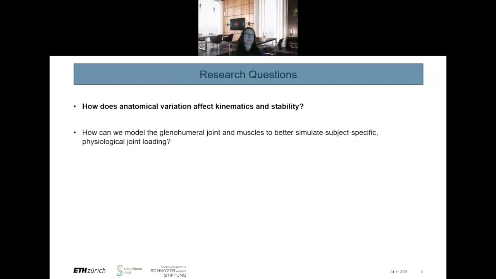So for this talk, I have 2 research questions I want to focus on. First of all, the first question is, how does the anatomical variation affect the kinematics and stability in the glenohumeral joint? And then the next question is, how can we better model the glenohumeral joint and surrounding muscles to capture patient-specific variability?